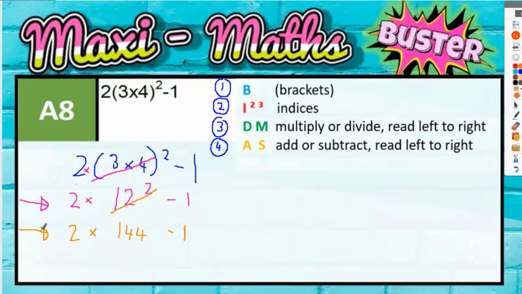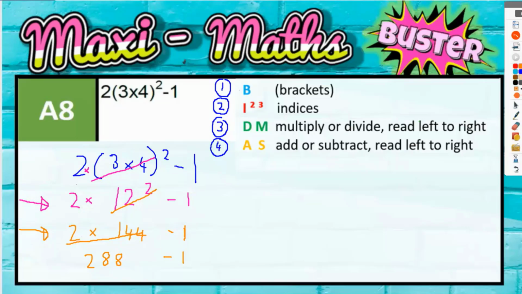Again, it's looking simpler and simpler each time we go down to the next line. I've got a multiply and a subtract. M is higher on the list than S for subtract, so I've got to do the multiply first. 2 lots of 144 is going to be 288. Drop down the take away 1 because I haven't done that.